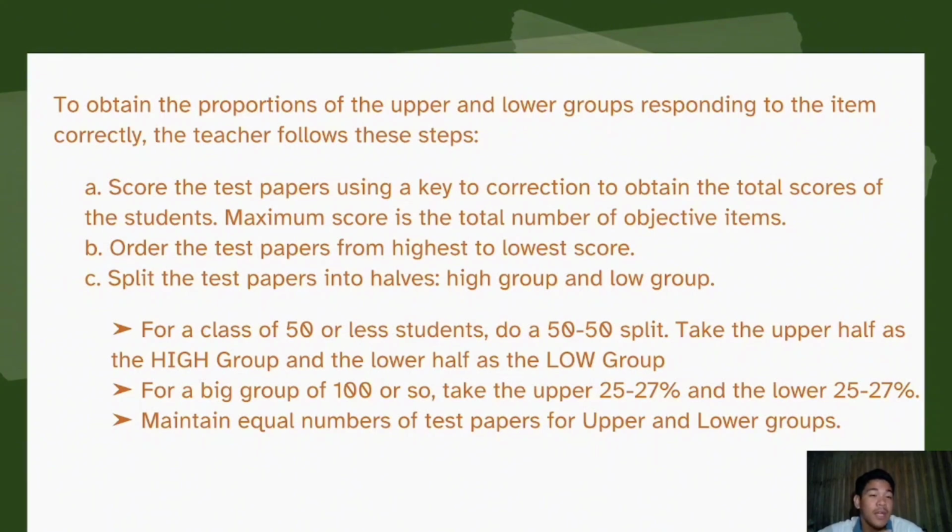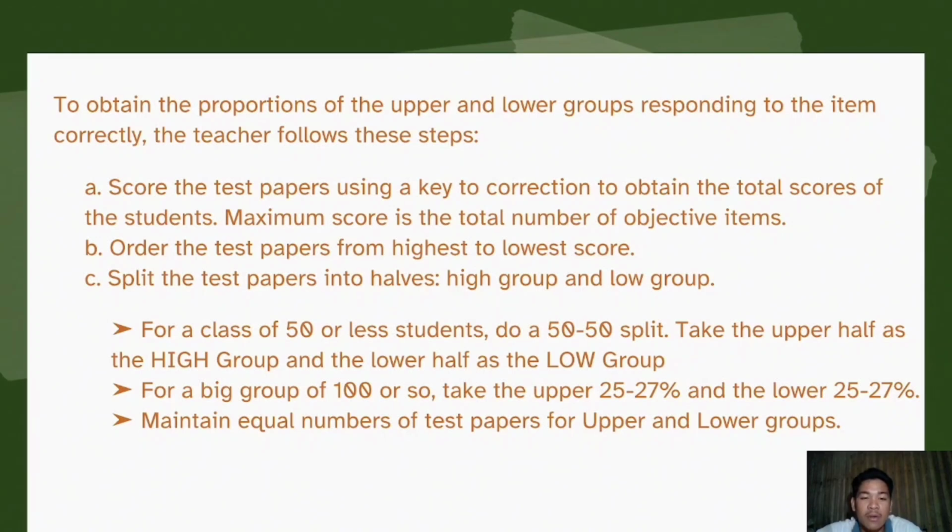To obtain the proportions of the upper and lower groups responding to the item correctly, the teacher follows these steps. First, score the test papers using a key to correction to obtain the total scores of the students. The maximum score is the total number of objective items. Second, order the test papers from the highest to the lowest score. Third, split the test papers into halves, the high group and the low group.